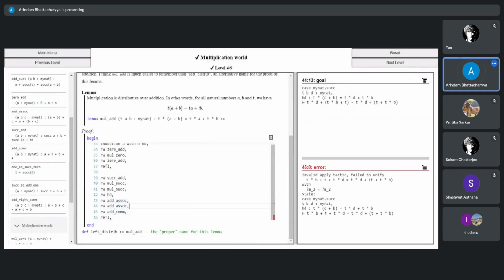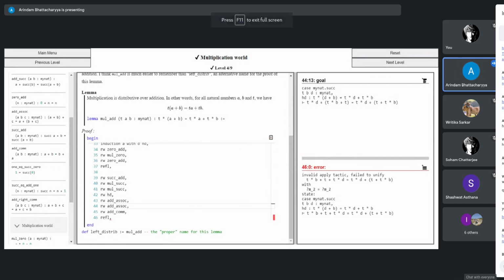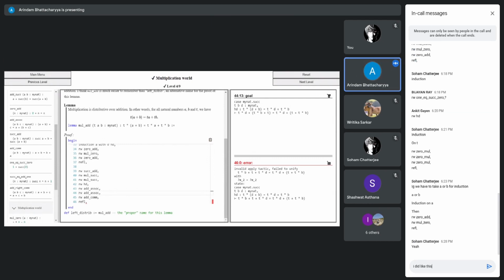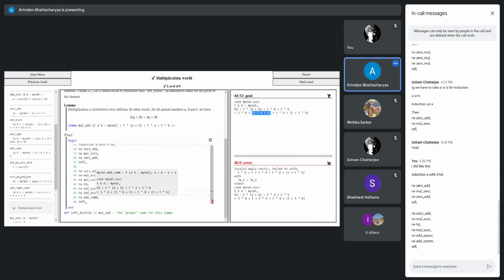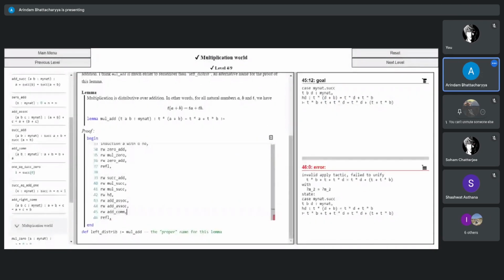So all right, what RW does is it looks for the pattern on the left side of the hypothesis, right? So it looks for a pattern of the form, and the first time it sees the pattern is this, this thing is the A, and this thing is the B. So if I just do RW add comm, then it actually rewrites it as T * B plus T plus T * D. But I want to instance D. That's it. Wait, let me see this proof.